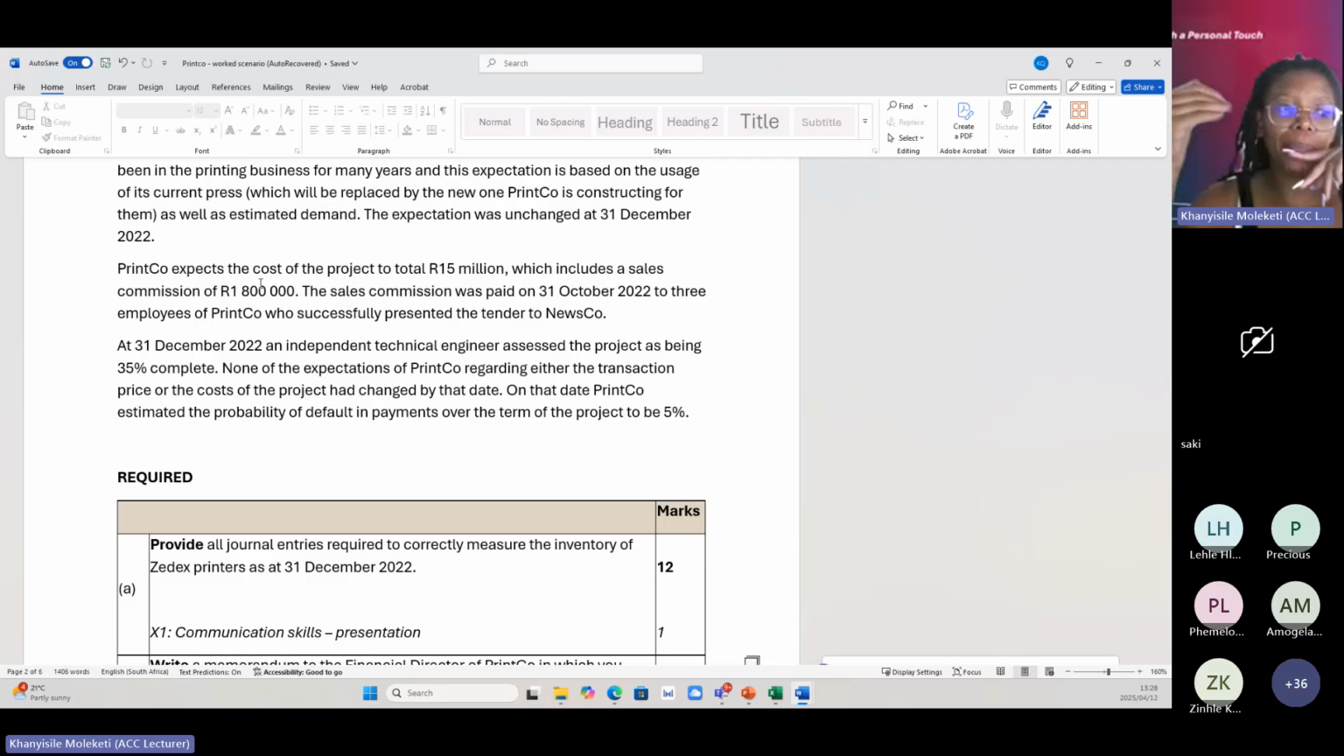Then, well, we start with, is there a contract? What is the PO? It's a printing press. What's the transaction price? And that's what we said to start. We have to actually do the calculations now.